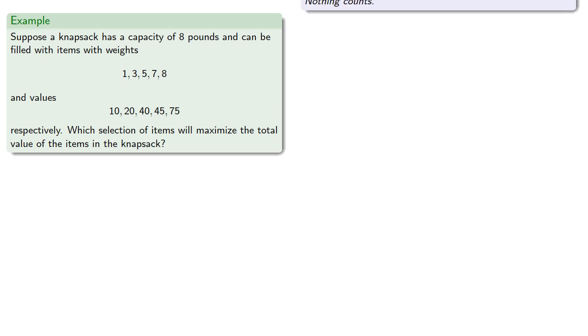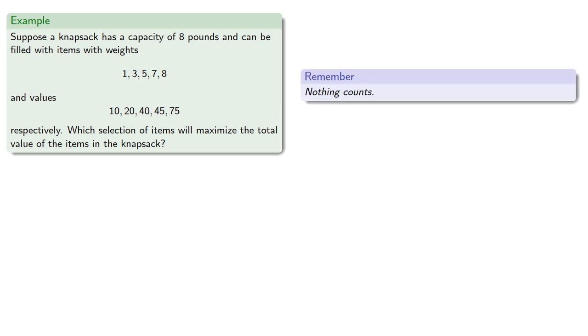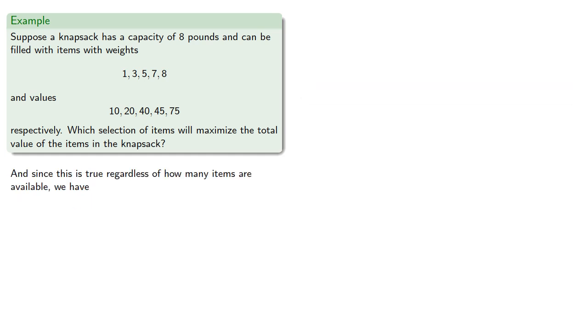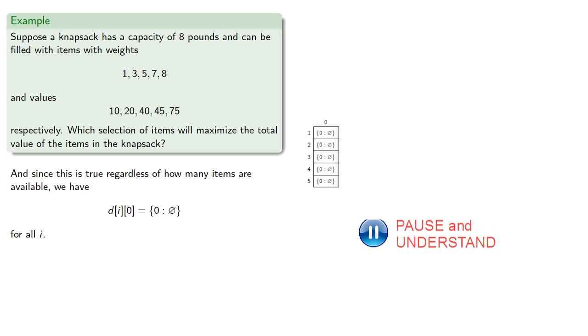So remember, nothing counts. Suppose our weight limit is 0. Then we can't include any objects. So our optimal set has value 0 with no items. We'll record it this way. So here's our value, and here's the set that produces it. And since this is true regardless of how many items are actually available, we have d(i,0) equals 0, null set, for all i.